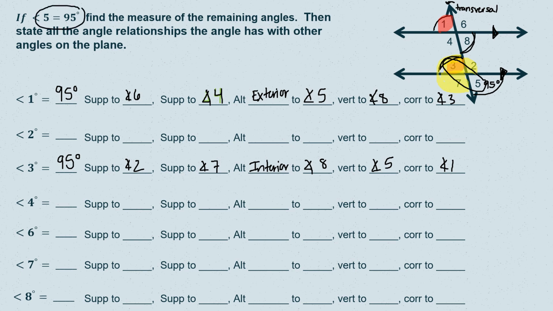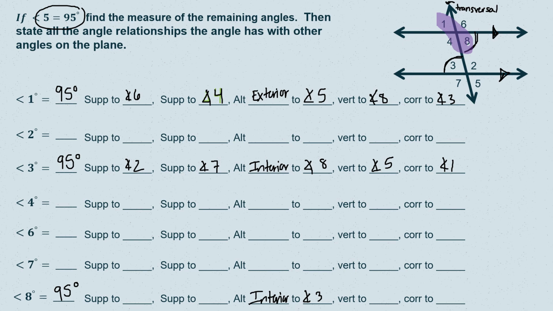Okay, and the last one that we're going to do with 95 degrees is the angle that is alternate interior to angle 3. So I'm doing all the ones that are 95 degrees, and then I'll show you how to do the others. Angle 3 we said was alternate interior to angle 8, and we know that alternate interior angles are congruent. So if angle 3 was 95, angle 8 is 95. Angle 8 is also vertical to angle 1. Angle 1 is 95, therefore we know vertical angles are congruent.